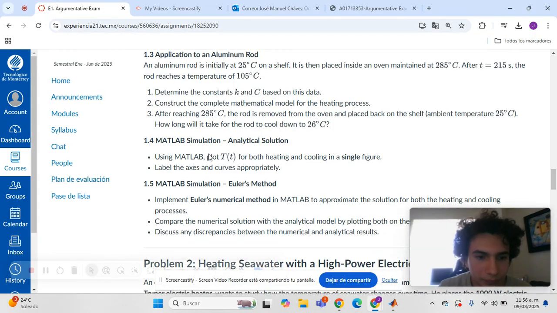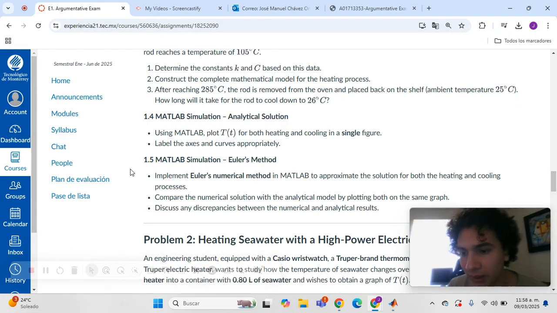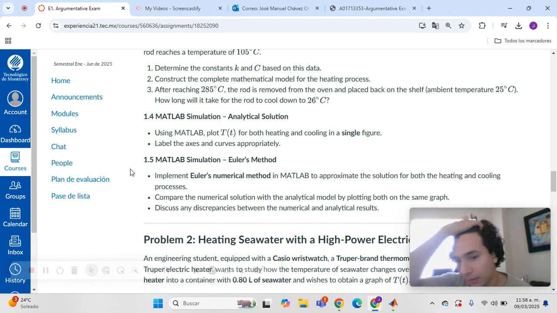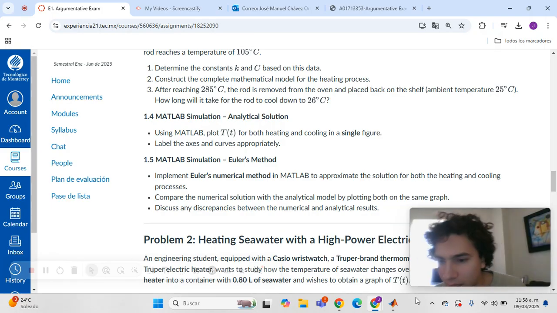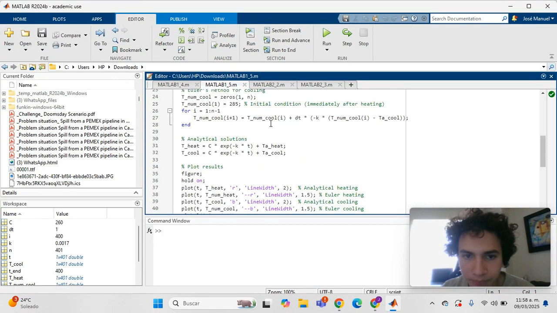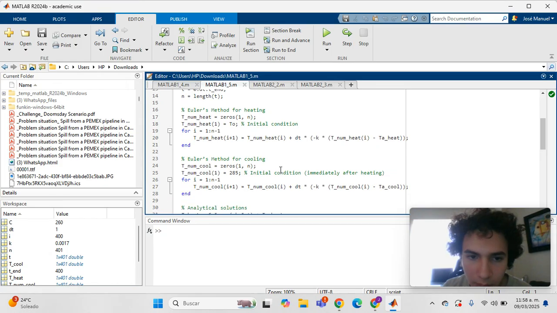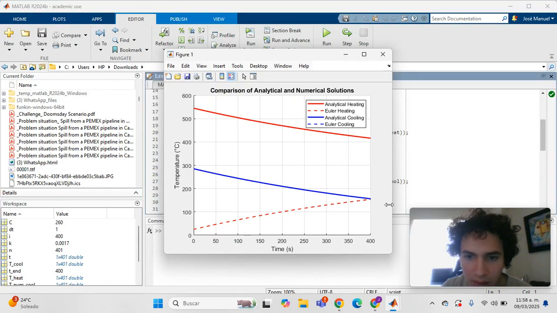And now 1.5 is asking us to implement Euler's method in this MATLAB code for our heating and cooling processes, compare the numerical solution with the analytical model by plotting on the same graph, and discuss what the analytical results represent. So here in our 1.5, where we implement Euler's method, if we run the program, we can see this.